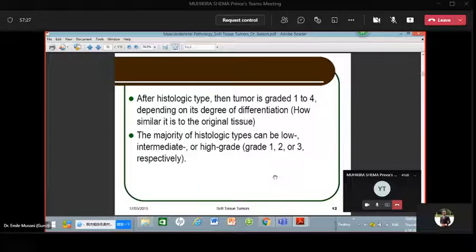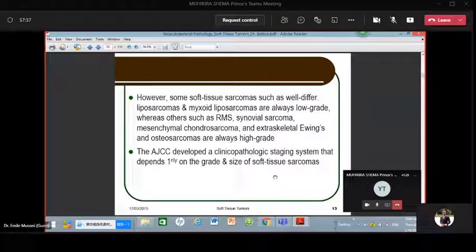We have said that after the histological type, we have to give the grade and the stage. There are some tumors known as high grade and low grade. However, some of the soft tissue sarcomas are very differentiated. Like liposarcoma, myxoid liposarcoma is always low grade, whereas rhabdomyosarcoma, synovial sarcoma, mesenchymal chondrosarcoma, and extraskeletal sarcoma are always high grade.